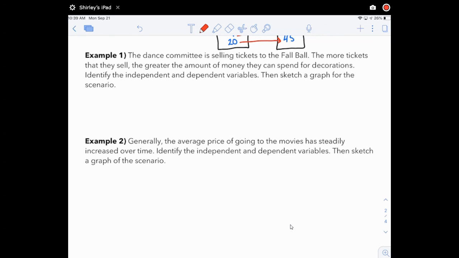Example 1 reads, the dance committee is selling tickets to the fall ball. The more tickets that they sell, the greater the amount of money they can spend for decorations. Identify the independent and dependent variables, then sketch a graph for the scenario.